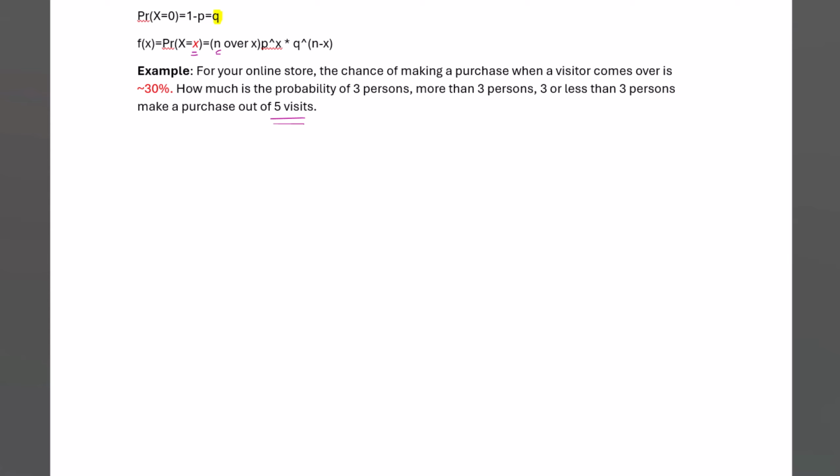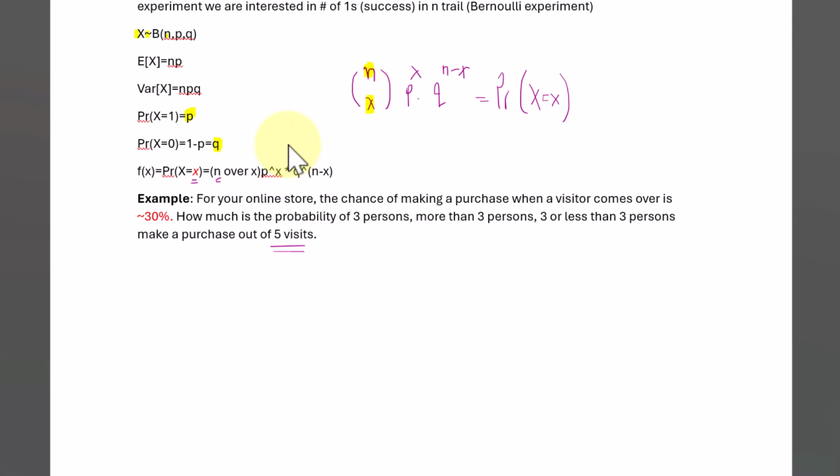That means we are observing 5 visits, 1, 2, 3, 4, 5, and calculating the chance that 3 of them make a purchase, more than 3, less than 3, and so on. So in this case, we have a binomial distribution, or binomial experiment, 5 times. That means n is 5.